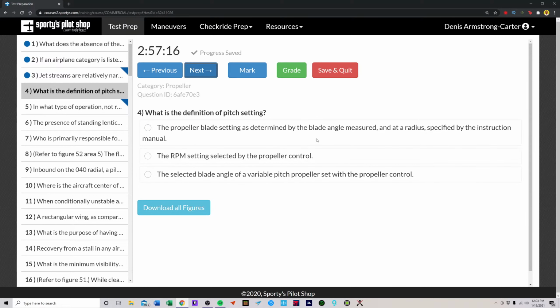What is the definition of pitch setting? Propeller blade angle is determined by the blade measured radius specified in the instruction manual. The RPM is selected by the propeller control. The selected blade rate of pitch, propeller set with the propeller control. Alright, so pitch setting. Controlled by the propeller setting. The selected blade. Alright, it's the RPM setting selected by the propeller control, I think. I think that's what it is. I'm pretty sure.